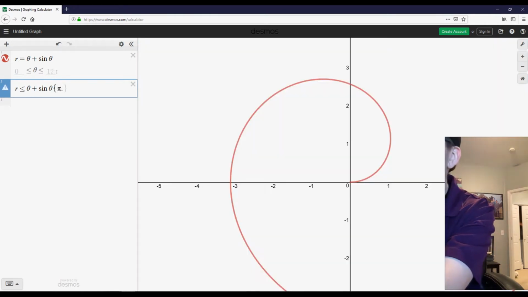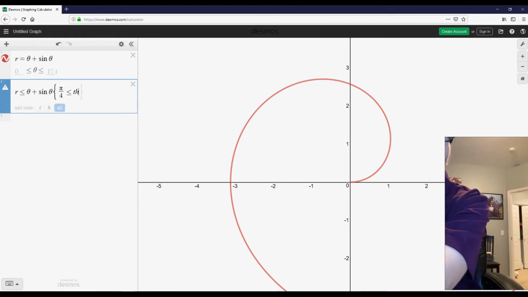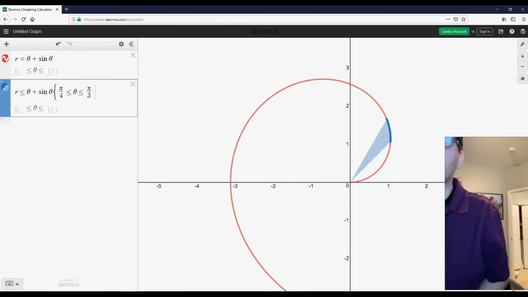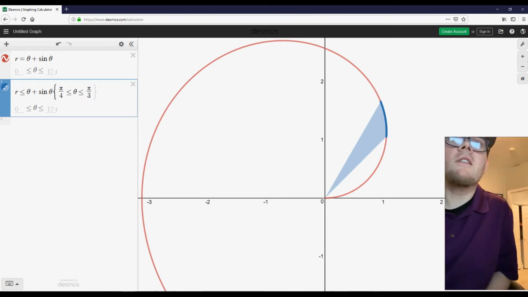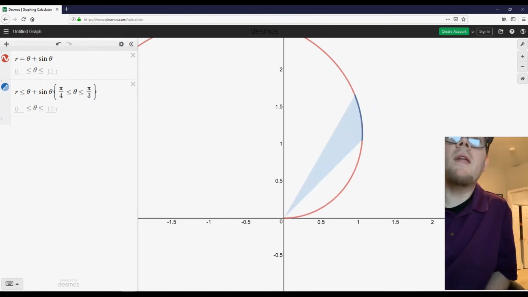Okay, so basically, setting aside a little bit of singing, I'm going to say, let's go from the angle pi over 4 less than or equal to theta. That didn't help. Less than or equal to pi over 3. It's not a super convincing thing, but take a look at the screen. We know it's not a circle, we know it's a spiral, it's circular-ish, close enough, and it looks sort of like a sector. You can see the resemblance to a pizza slice.